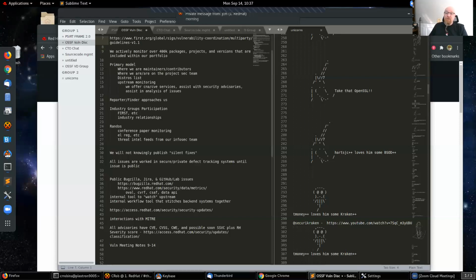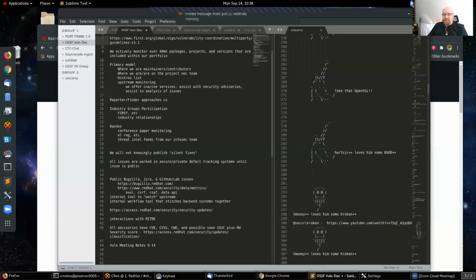But we have defect tracking systems, primarily Bugzilla. We also use public Jira, and we use GitHub and GitLab issues, depending on which of the awesome products you're working with. I'll again post some links there, but bugzilla.redhat.com is one of the public places where you can go look at what types of things, whether it's not all security issues. A lot of times it's RFEs, or customers will find normal bugs that don't have security implications, but it's all in there.